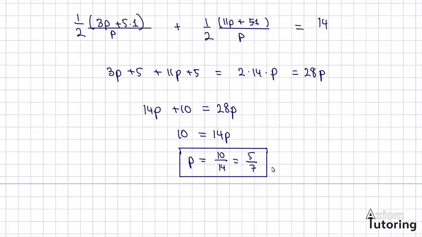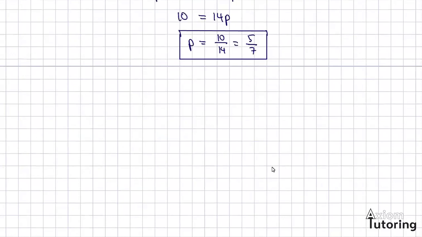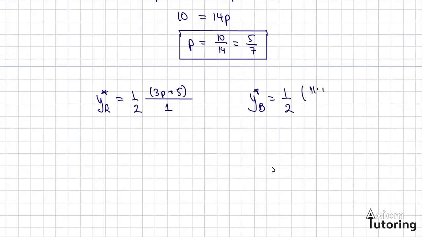You could then plug that price into the demands of Revi for Y, which again is going to be half of the value of the endowment divided by the price of Y, which is 1. And the demand of Y for Ben is going to be a half, 11 times P plus 5 divided by 1. Why divided by 1? Because we set the price of Y to be equal to 1, the numeraire.